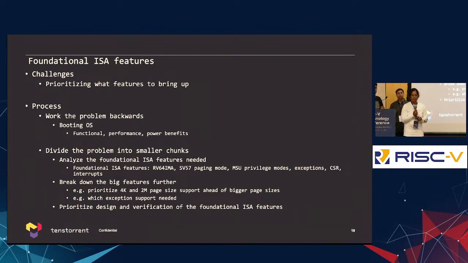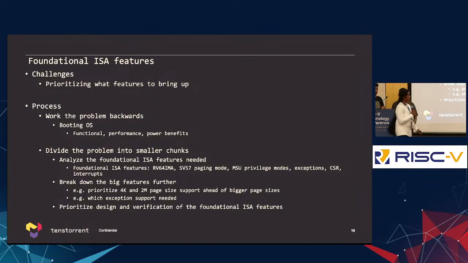So we were just thinking from backwards, what could be a good intermediate milestone we could look at? One of the milestones which we thought was, why don't we boot Linux? Then when we decided that this could be our intermediate goal, we started breaking down the problem. What all features would be needed to ensure that we can boot Linux cleanly?